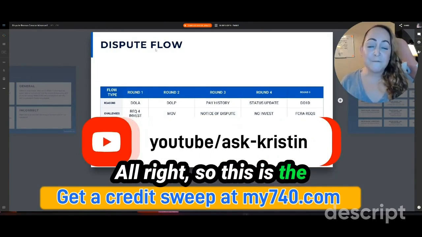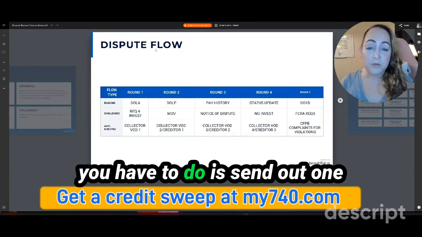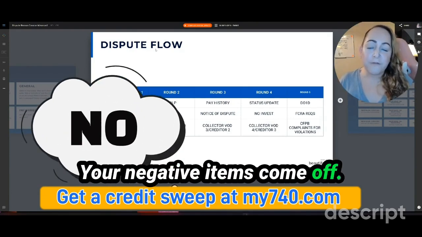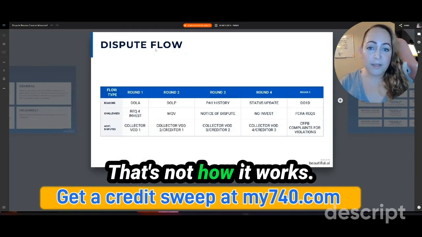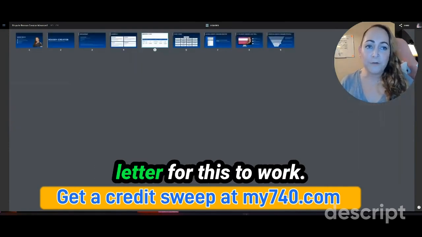All right, so this is the advanced dispute flow. A lot of people think that all you have to do is send out one round of disputes and that's it. Your negative items come off. That's not how it works. There's very specific things that we need to say in our letter for this to work.